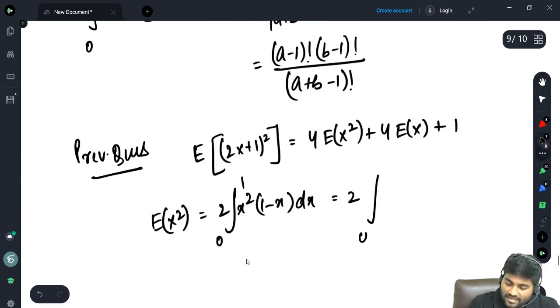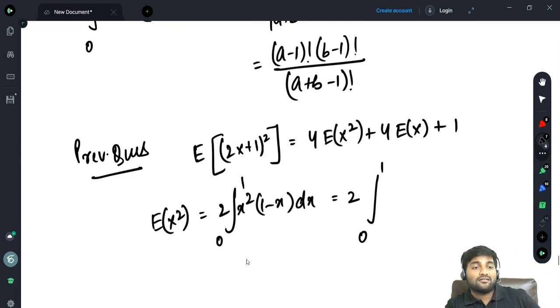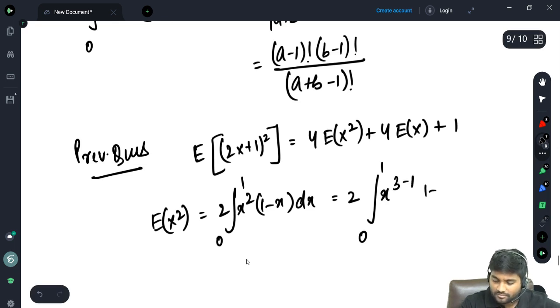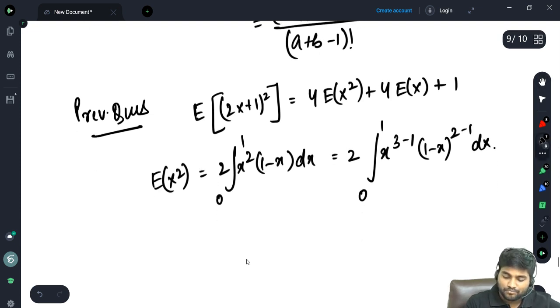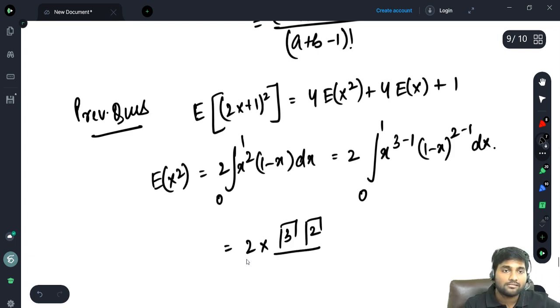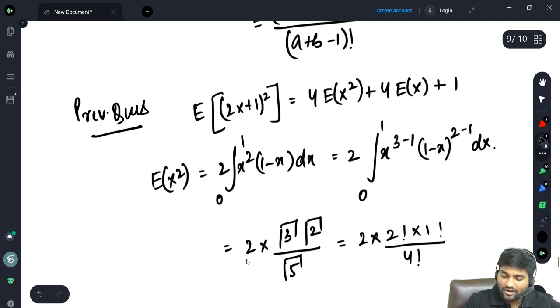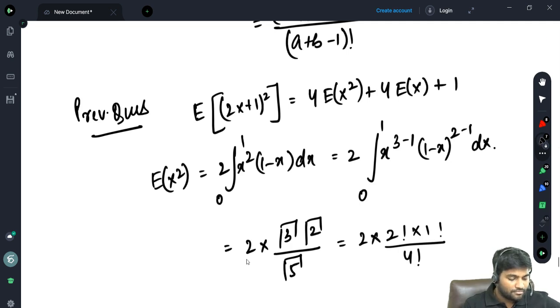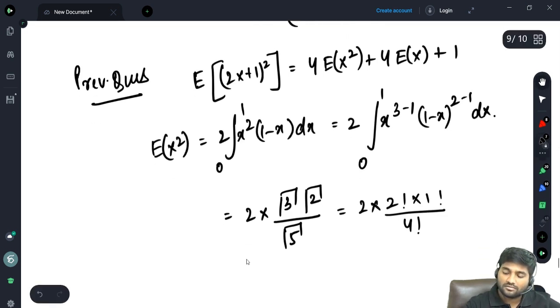So 2 integration 0 to 1, how will we rewrite it so that it is converted to a beta integration? Yes, Adishri. dx. Very good. Excellent. So this will be 2 into gamma 3, gamma 2 by gamma 5. So this is 2 into 2 factorial into 1 factorial by 4 factorial. Please solve. This is 1 by 6.